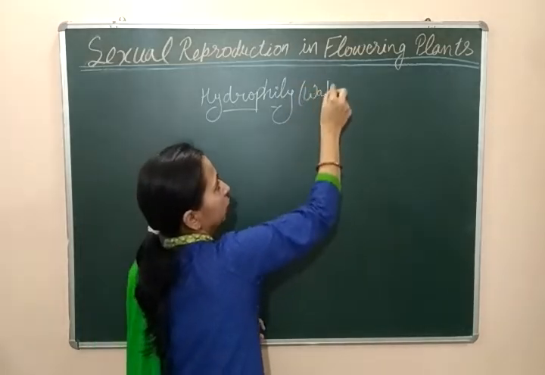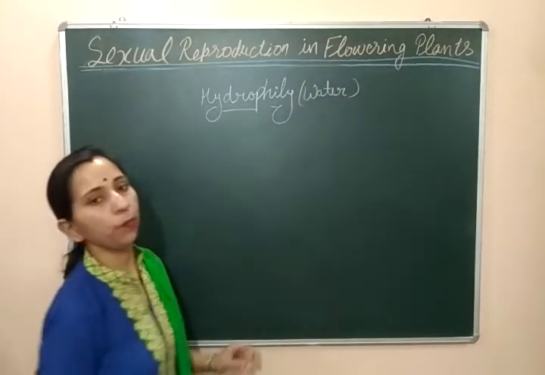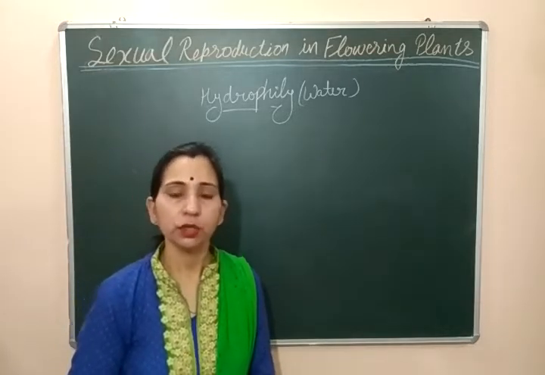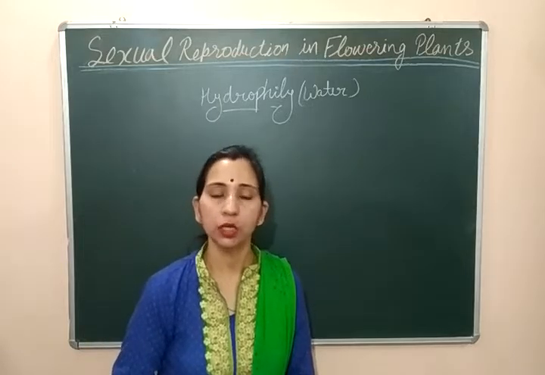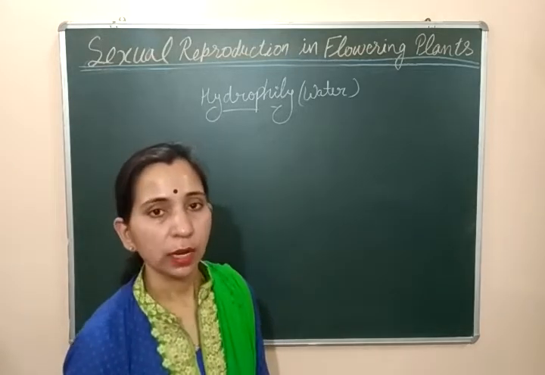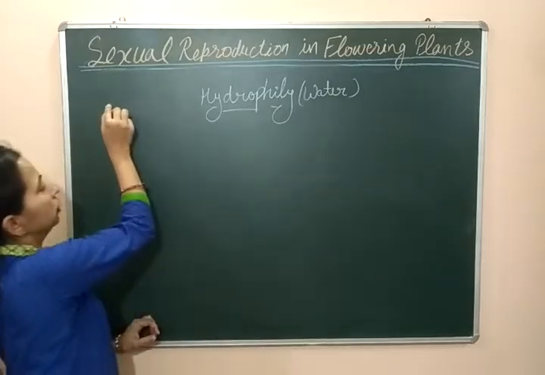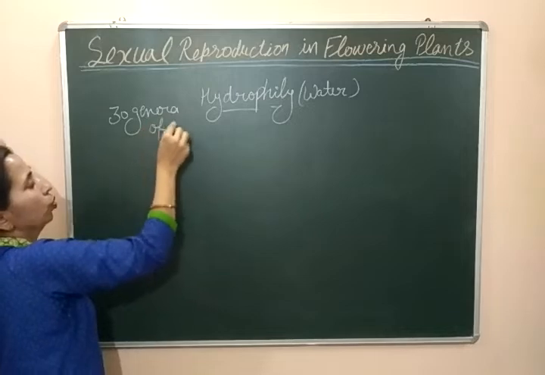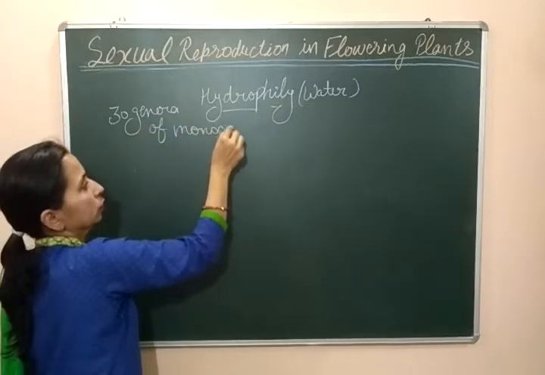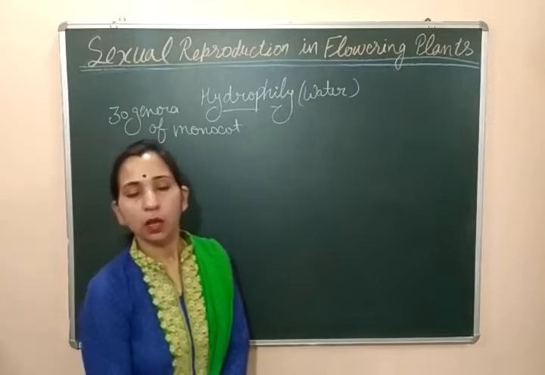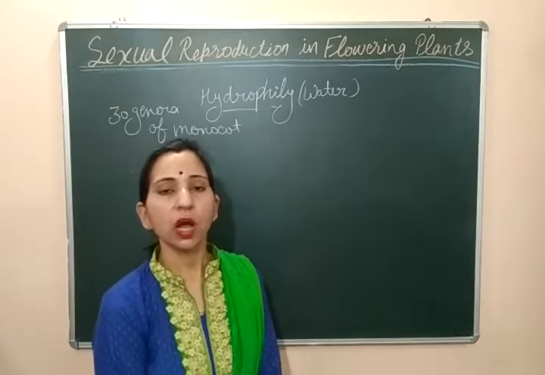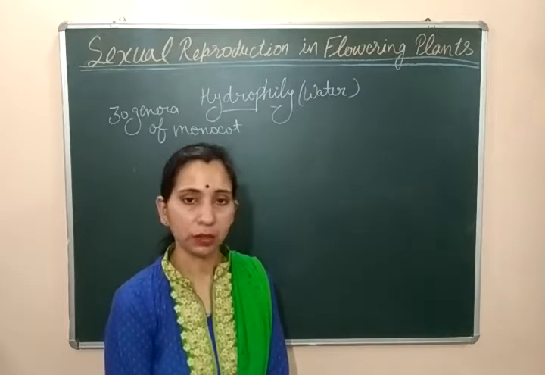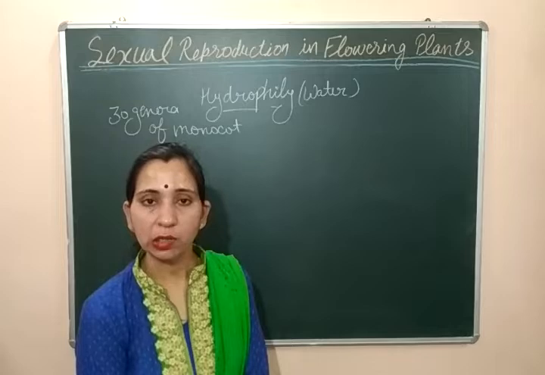So we can write here that water is used as a medium. In hydrophily, almost 30 genera of monocotyledonous plants do pollination through water as a medium. So almost 30 genera of monocots show hydrophily. Besides this, in the previous class you studied algae, bryophytes and pteridophytes, in which the male gamete uses water as a medium for transfer.